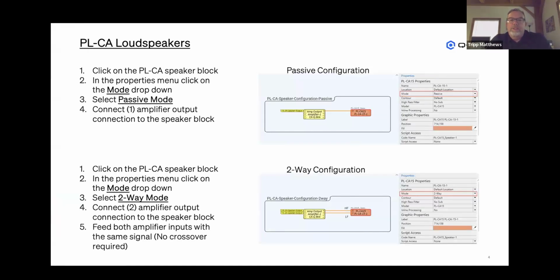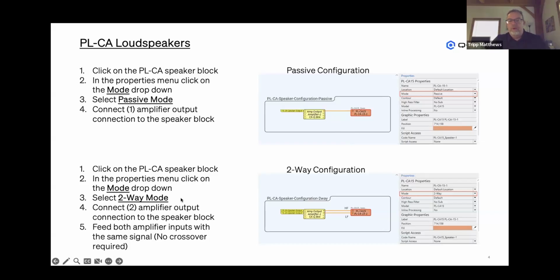So moving to our CA line, these are the coax speakers, and this is just a quick screenshot of how you would change that in Q-SYS. So by default, in the property section, by clicking on the speaker block, you would be in passive mode. That's the default. And that would require just 1 amplifier connection.